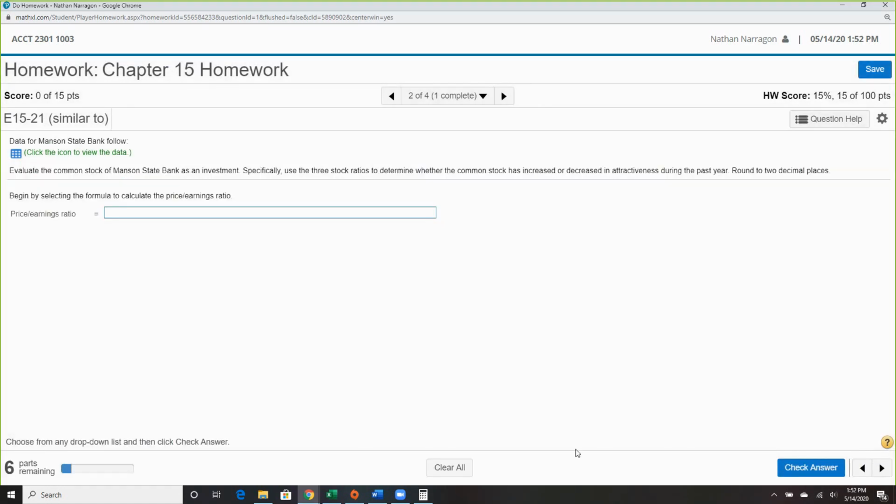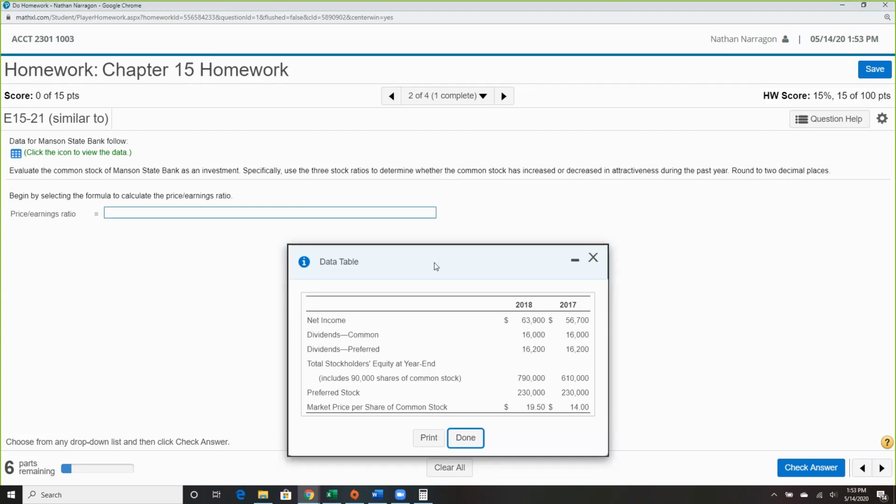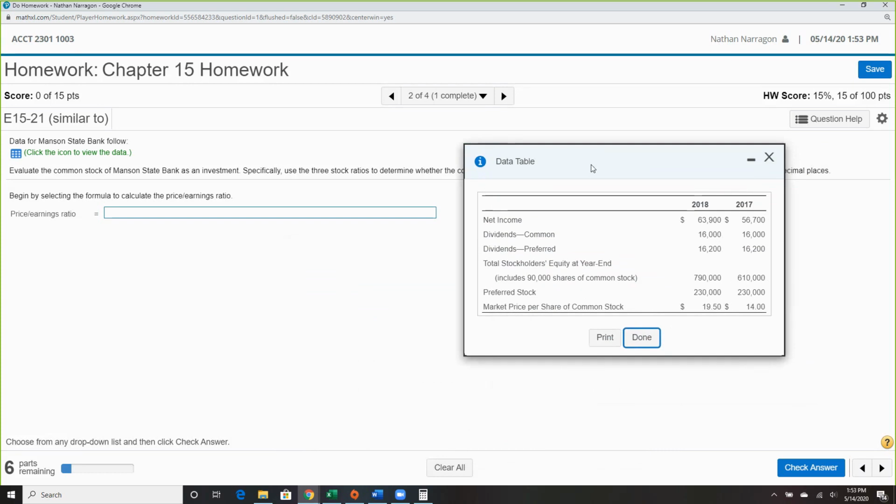Next, looks like we've got 6 parts remaining, and we're going to evaluate the common stock of Madison State Bank as an investment, specifically using the 3 stock ratios to determine whether the common stock has increased or decreased in attractiveness during the past year, round to 2 decimal places. Now let's click here, see what's going on. Okay, we got our chart.